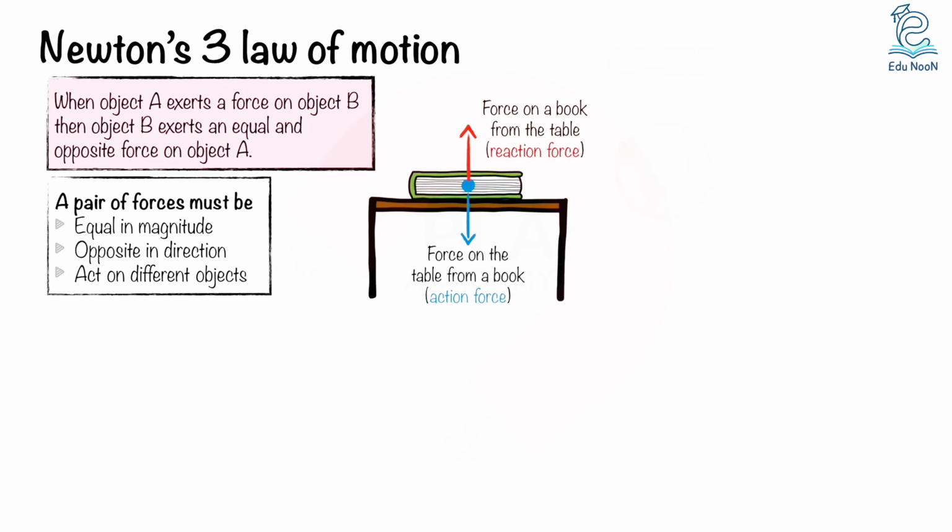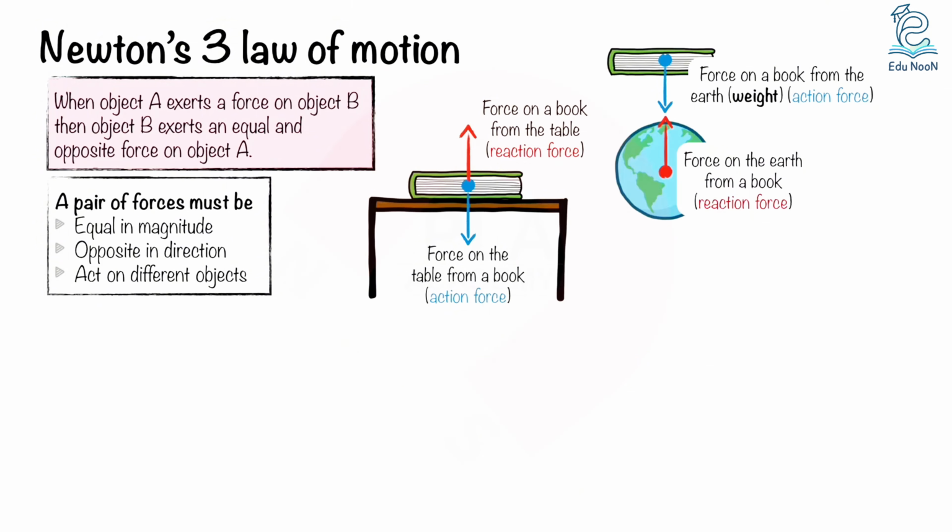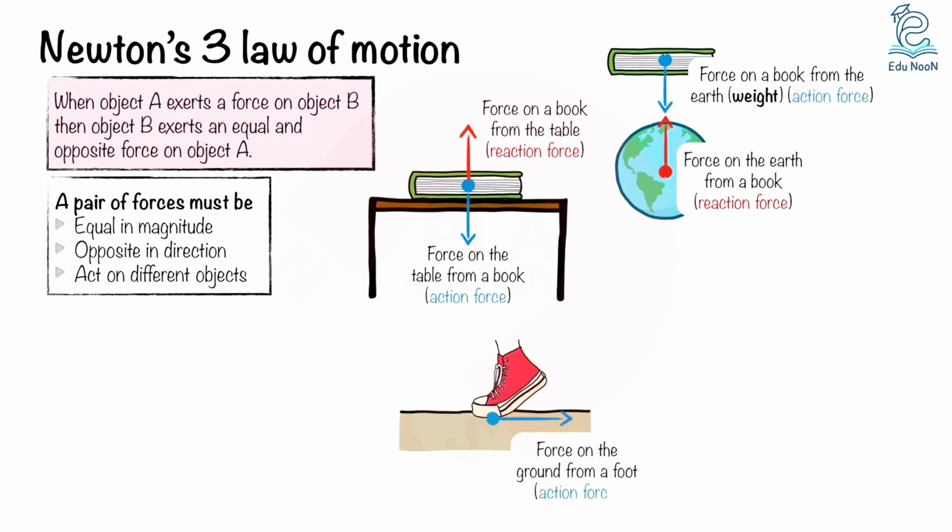The earth exerts a downward force on the book. This is the action force. The book also exerts an equal and opposite force on the earth in the upward direction. This is the reaction force. While moving on the ground, we push the ground backward with our feet. This is the action force. The ground also exerts a forward force on our feet of equal magnitude in the opposite direction, which makes us move forward. This is the reaction force.